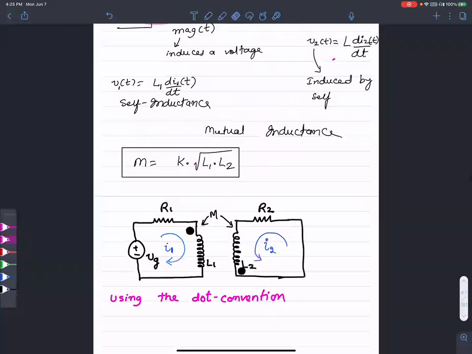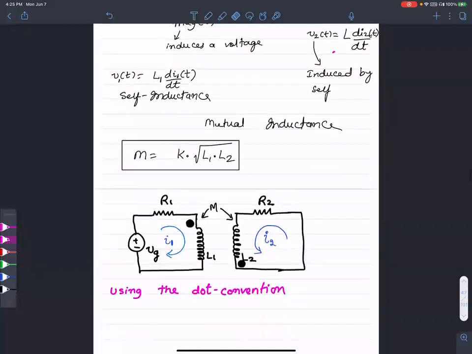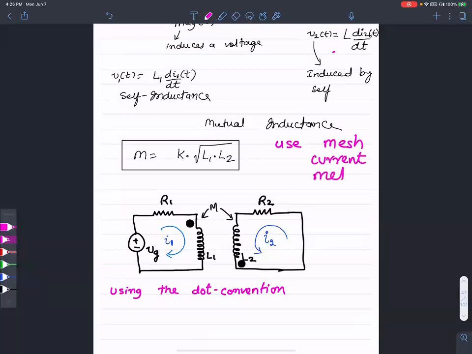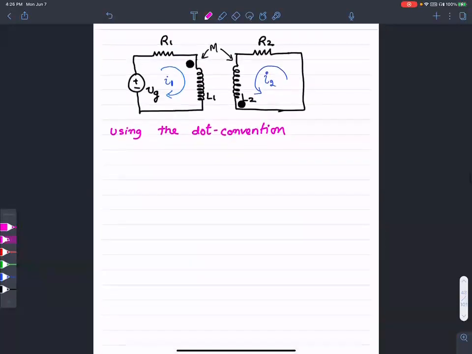Whenever you see problems, here is another tidbit of information. Whenever you see problems using transformers and mutual inductances, you want to use the mesh current method, or write KVL in a bunch of different loops.